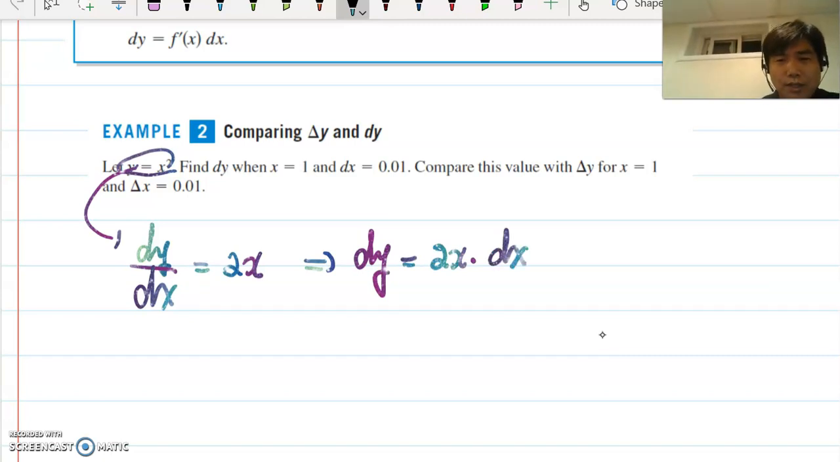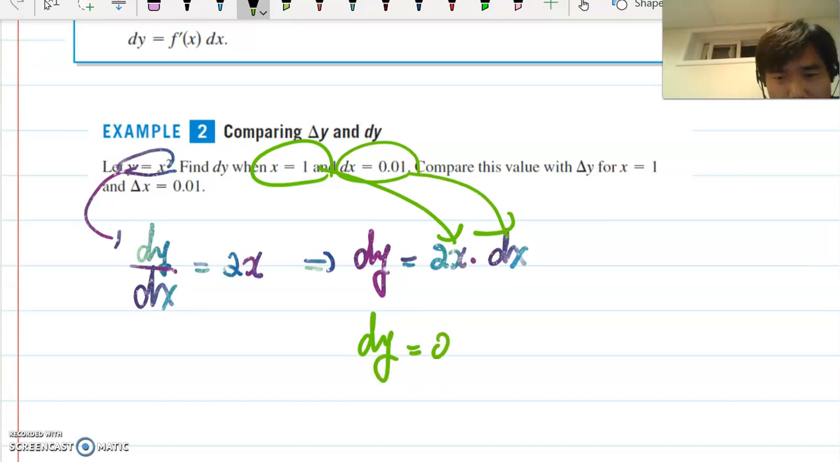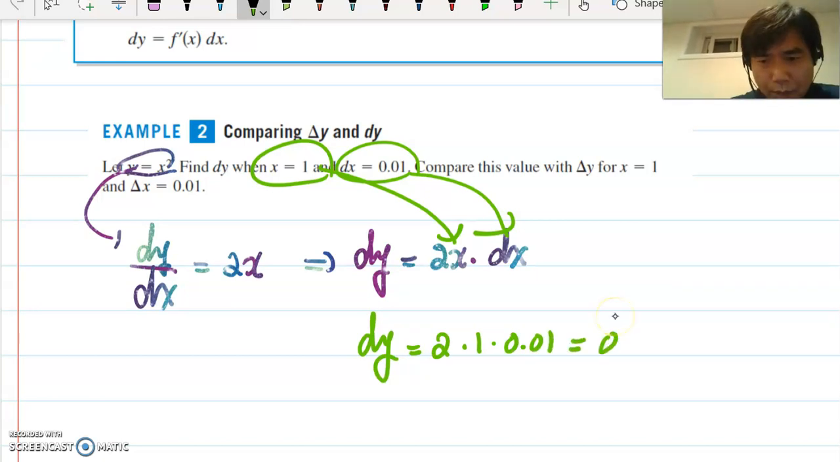You know what I did here, right? And now we just input all the known values. So x equals 1 goes in here, and the dx value goes in here. Then dy equals 2 times 1 times 0.01. So when you calculate that, you will get 0.02. Okay, then let's find delta y.